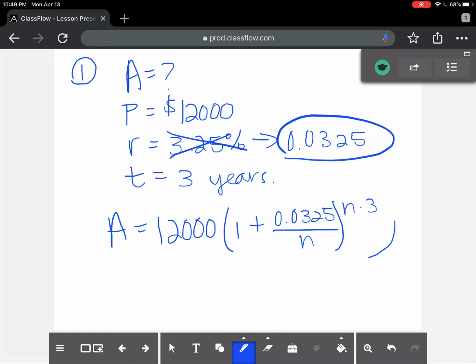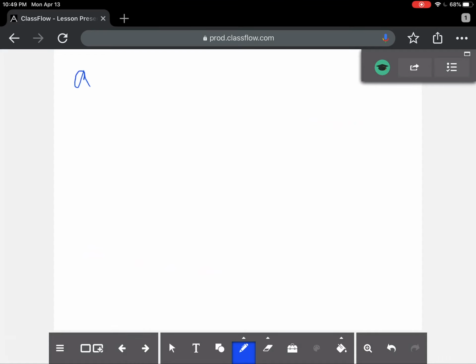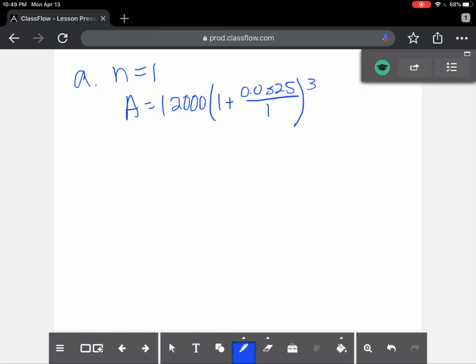All right, so 3 is going to be the same because, again, you're compounding for 3 years. We're going to be using this function for A, B, and C. So the only thing that's changing is our N. Okay, so in A, since you're compounding annually, you're compounding once per year. So your N is going to equal 1. So your function will be 12,000 times 1 plus 0.0325 over 1 raised to the 3rd power because 3 times 1 is 3.